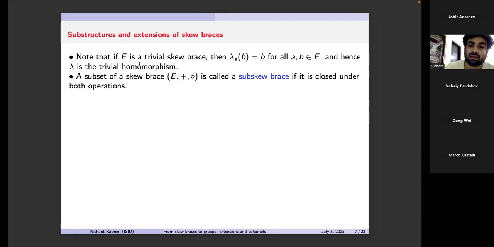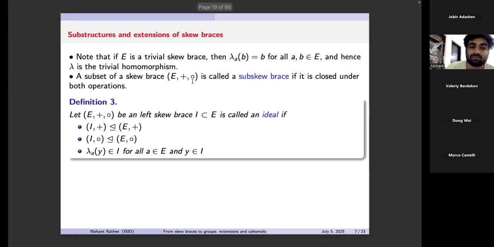A subset of a skew brace is called a sub-skew brace if it is closed under both operations, like it is closed with respect to plus and closed with respect to circle. So basically it should be a subgroup of plus as well as a subgroup of the multiplicative group. So that is called a sub-skew brace.